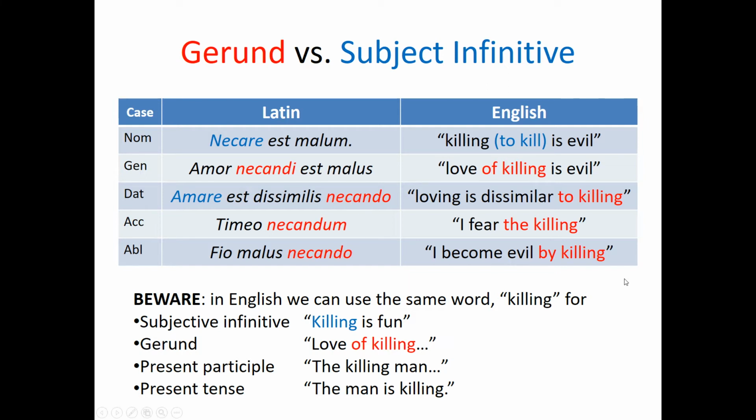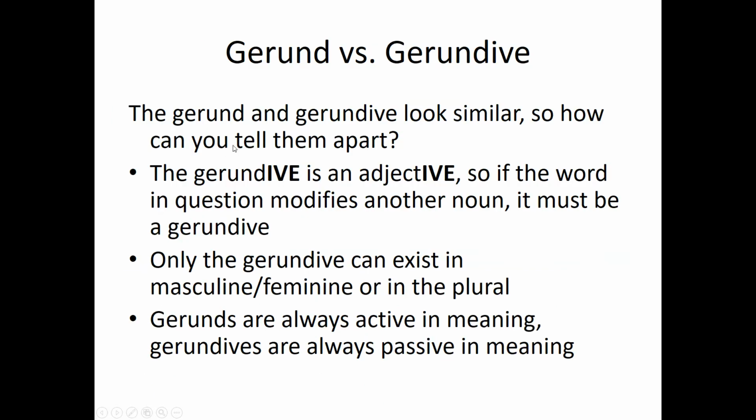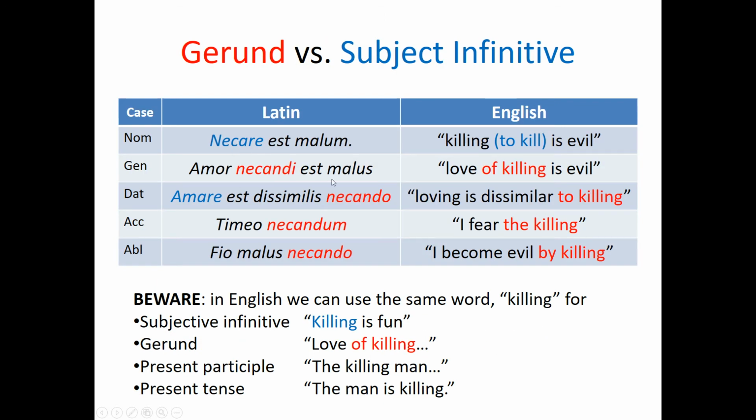The only caveat to that is it must be neuter, it must be singular, and it is not going to exist in the nominative form. You're always going to see it in the other cases. One of the tricky things about this, though, is that this -ing ending can look like a lot of different things.